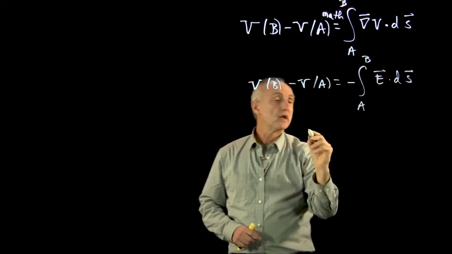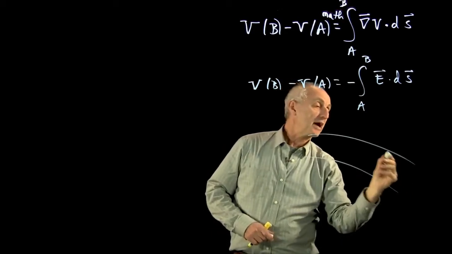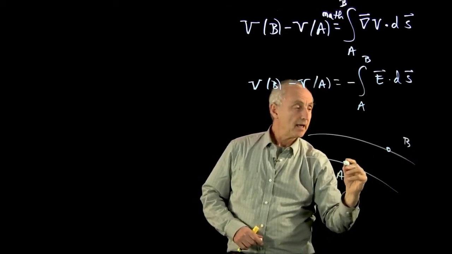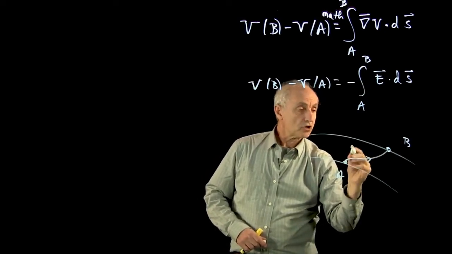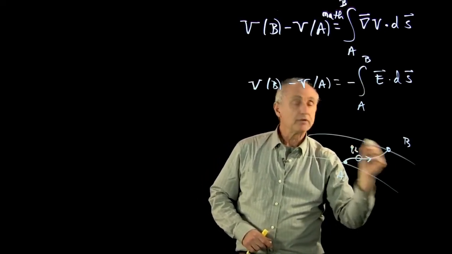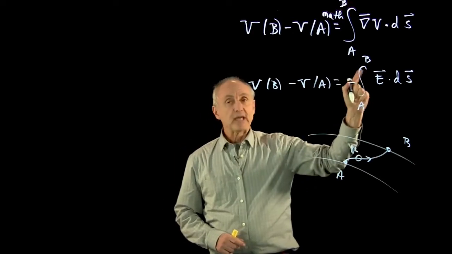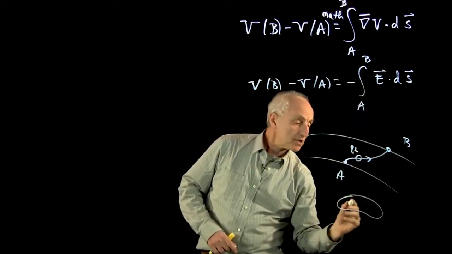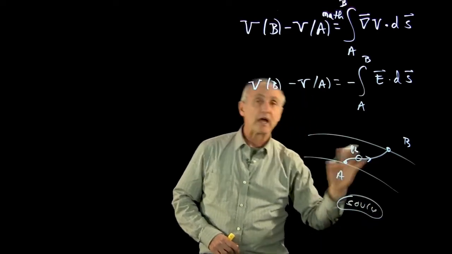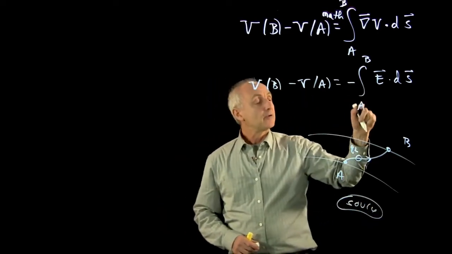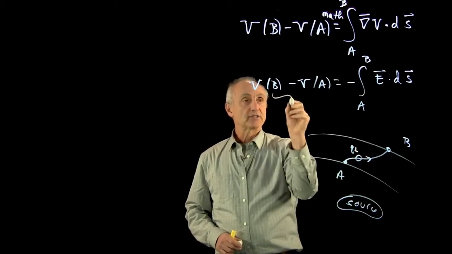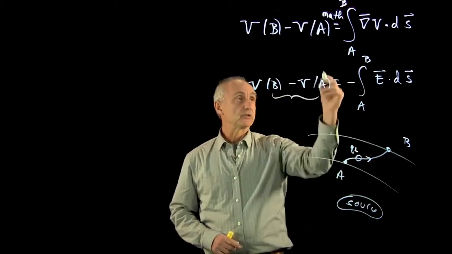Remember, what we said there was if we have a point B and we have a point A, and we take our test charge and we move it from A to B, and we calculate the work done by some type of electrostatic interaction, and we take the negative of that work and divide by the test charge, that's the physical meaning of this potential difference.